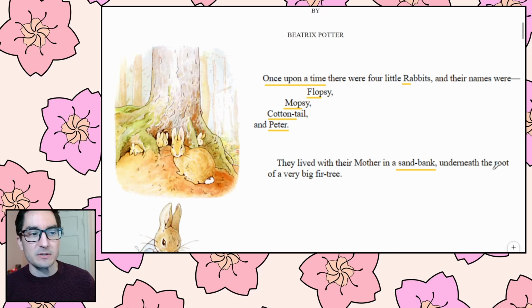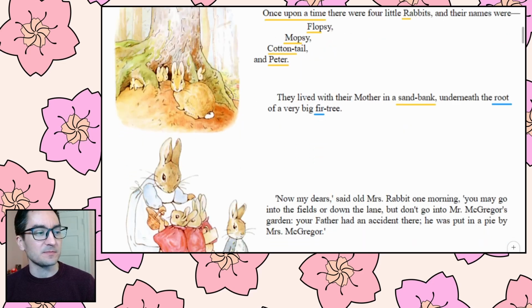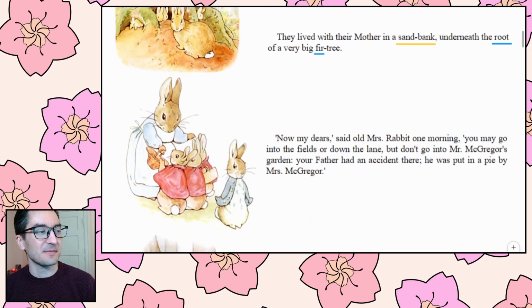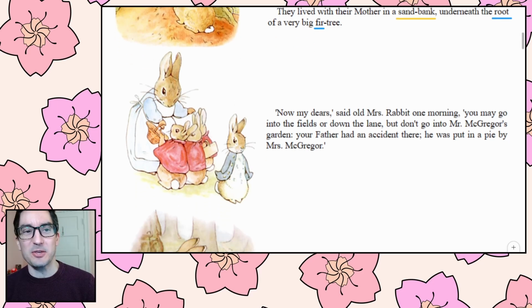So the root is part of a tree that goes into the ground. So there's a big root right here that goes into the ground. And this tree is called a fir tree. A fir is a kind of tree. Okay? And keep going. Oh, these rabbits are so cute.